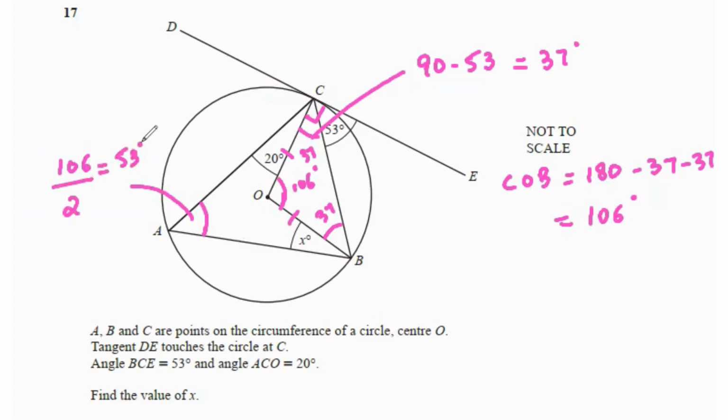Why half the angle at the center? Because one of the circle theorems states that the angle at the circumference is always half of the angle at the center. So this is 53.